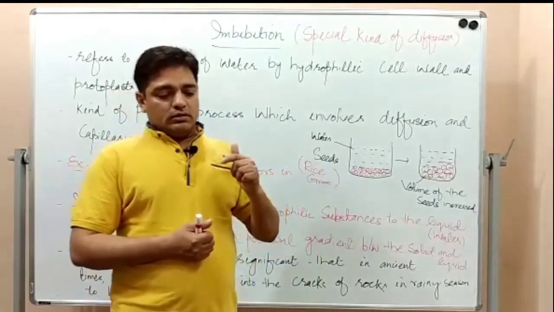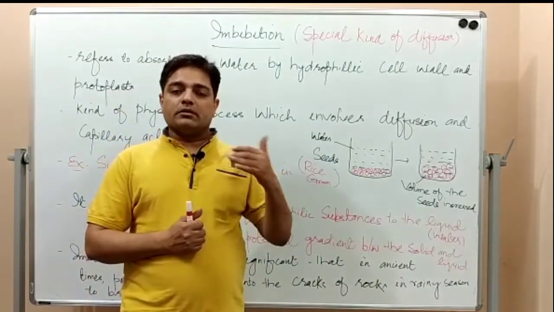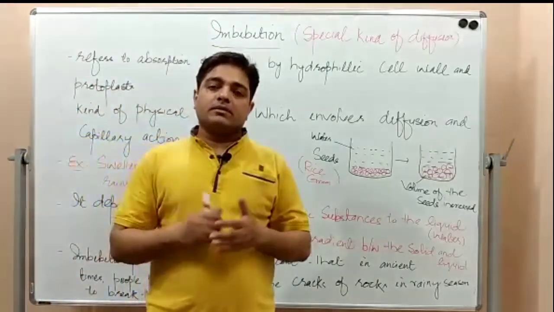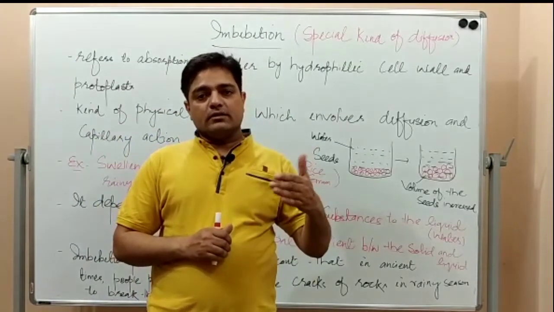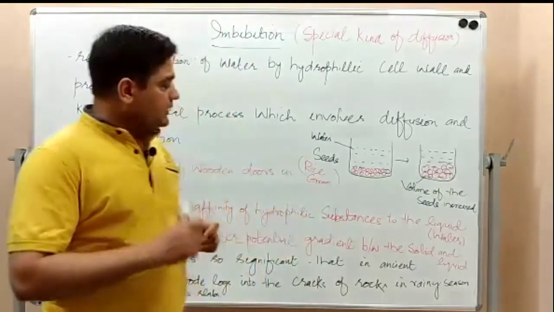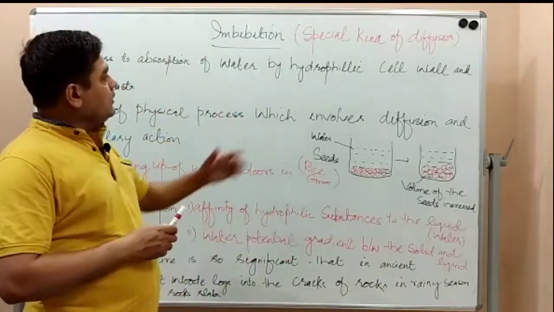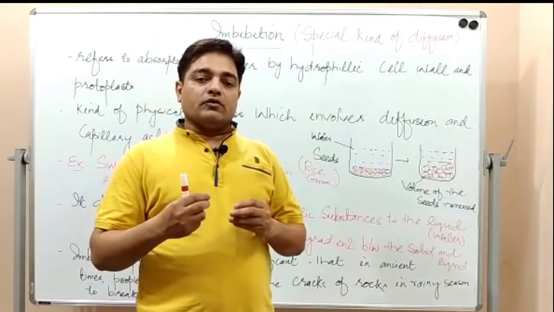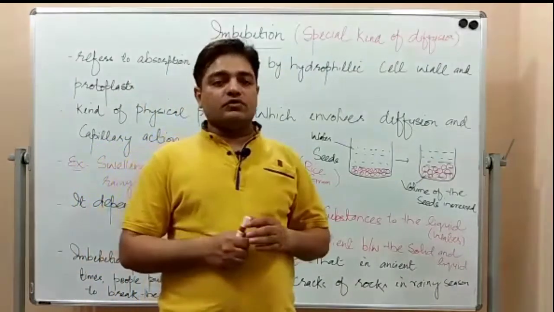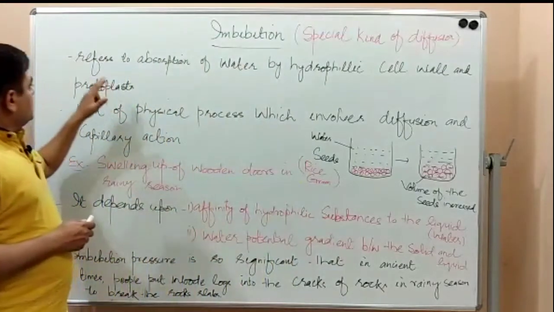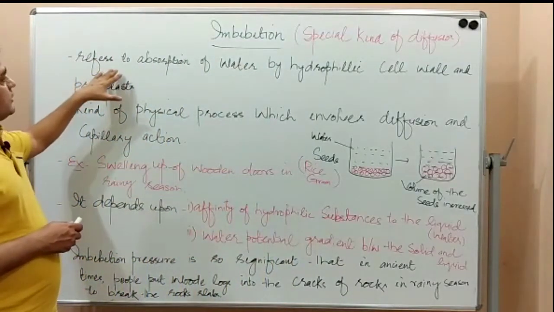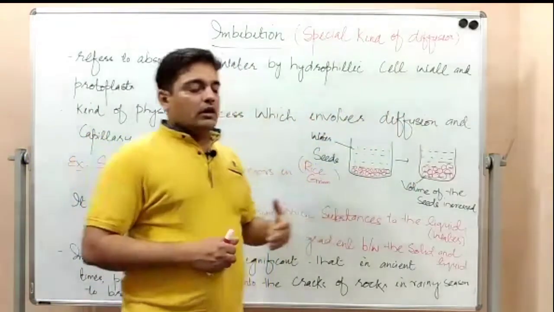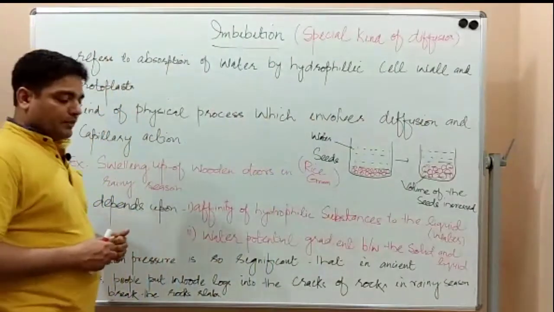Actually, the soaking of water by the seeds is known as imbibition. The phenomenon is imbibition, through which the seeds or the grains absorb water. So, actually, imbibition is a kind of diffusion, a special kind of diffusion, in which imbibition refers to absorption of water by the hydrophilic cell wall and protoplast.